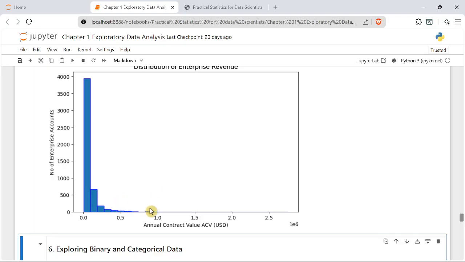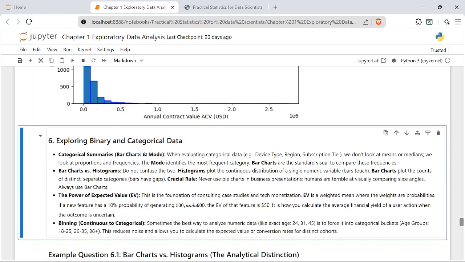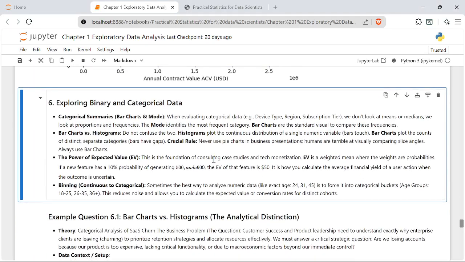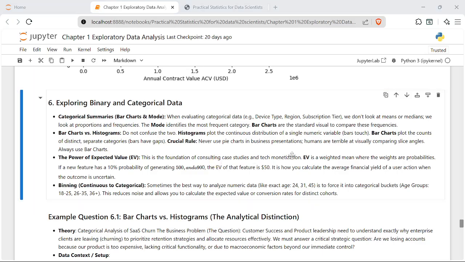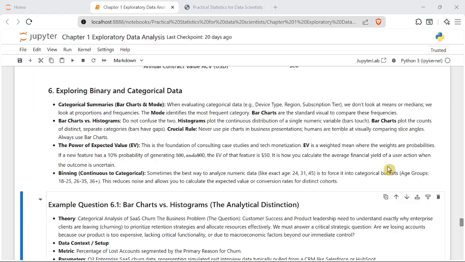So let's move to our next topic, exploring binary and categorical data. Categorical summaries, bar charts and mode. So let's start with the next topic, exploring binary and categorical data. Categorical summaries, bar chart and mode.